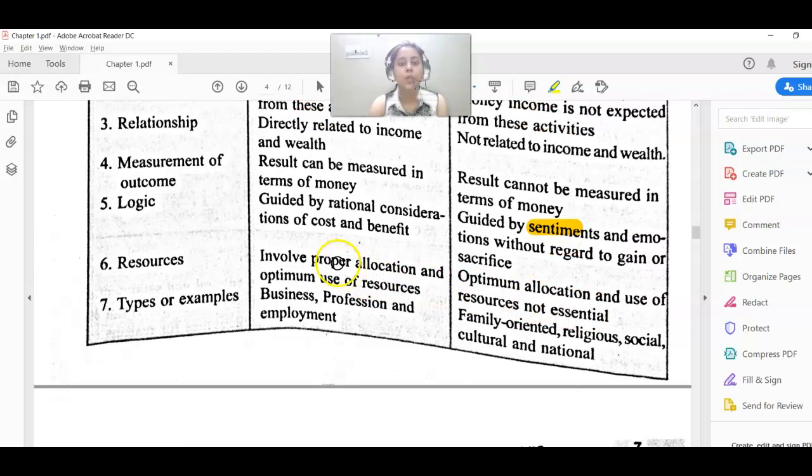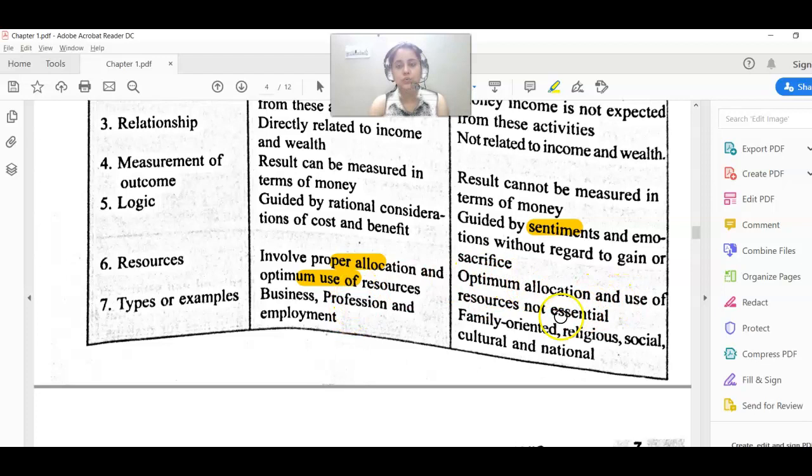Resources involve proper allocation and optimum use of resources. That is the land, labor and capital we discussed in economic activity. We make use of those resources to do an economic activity, and thus we expect wealth creation, or we expect money out of those activities.